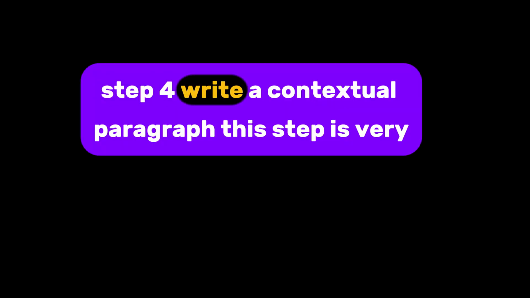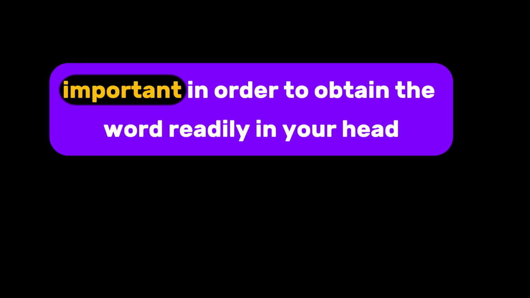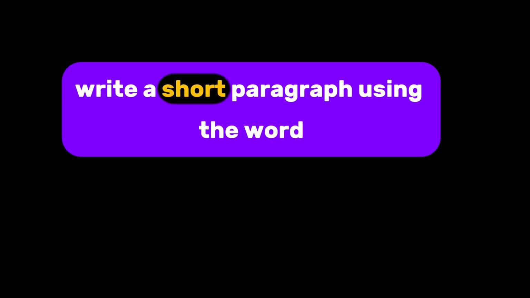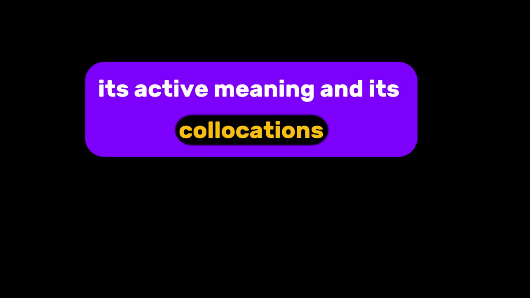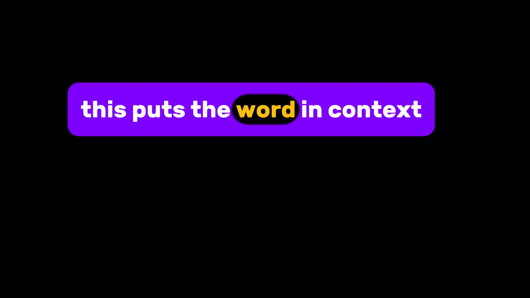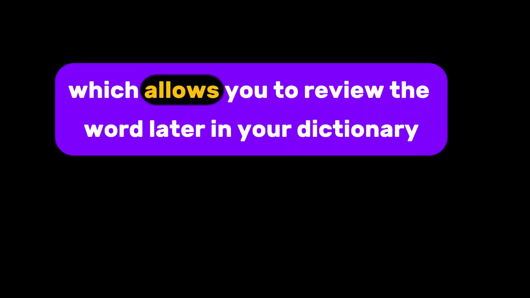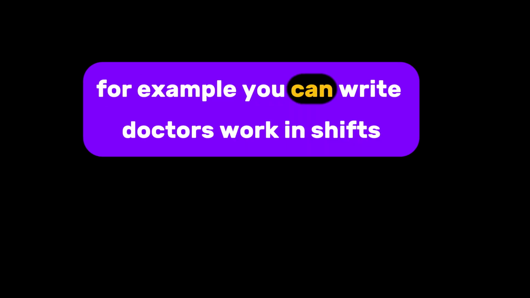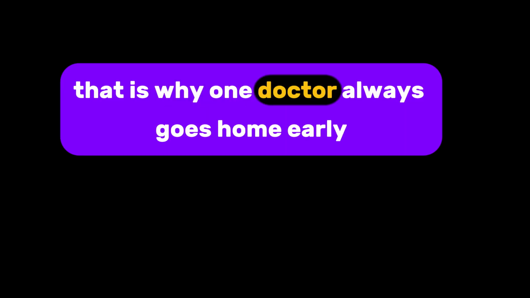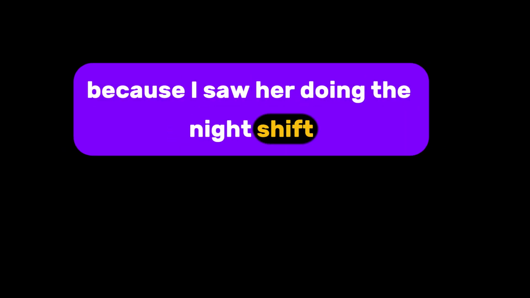Step 4. Write a contextual paragraph. This step is very important in order to obtain the word readily in your head. Write a short paragraph using the word, its active meaning, and its collocations. This puts the word in context, which allows you to review the word later in your dictionary. For example, you can write, "Doctors work in shifts. That is why one doctor always goes home early, because I saw her doing the night shift."